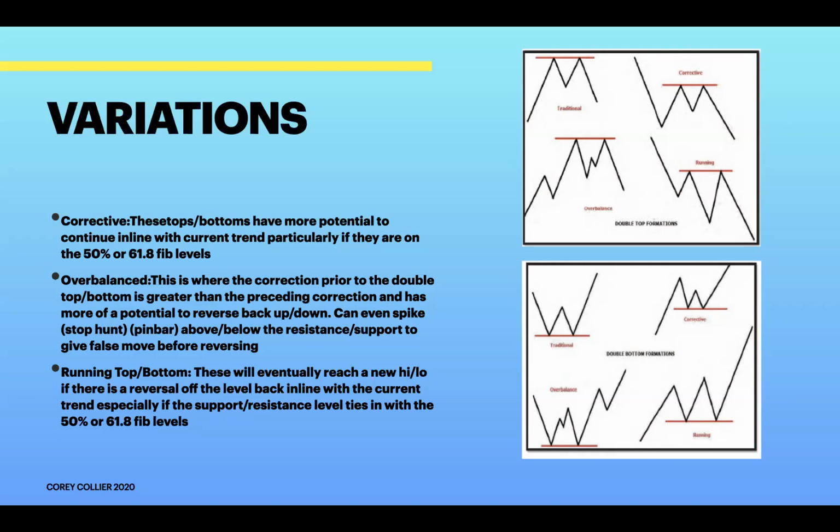The running top or the running bottom, these will eventually reach a new higher low if there is a reversal off the level back in line with the current trend, especially if the support and resistance level ties in with the 50 or 618 levels. And those are also second entries.